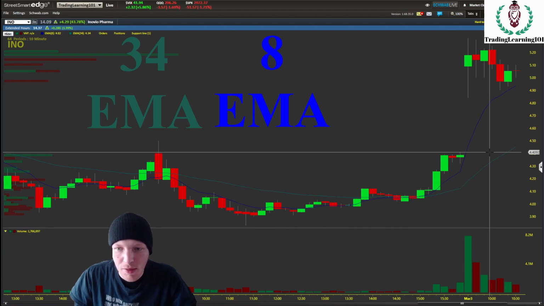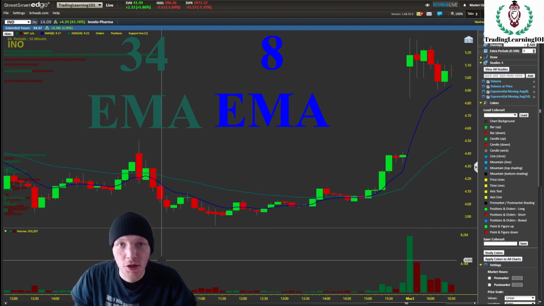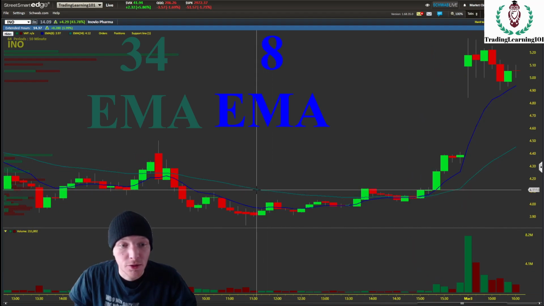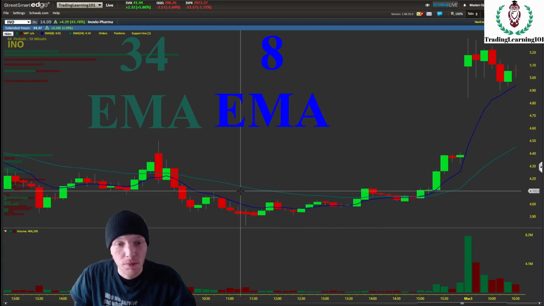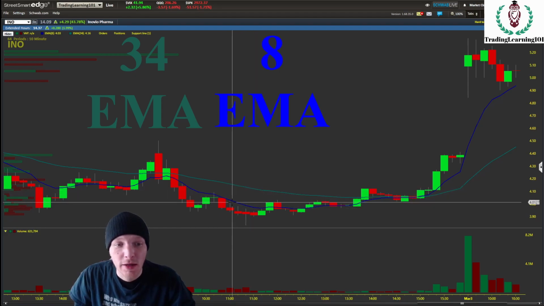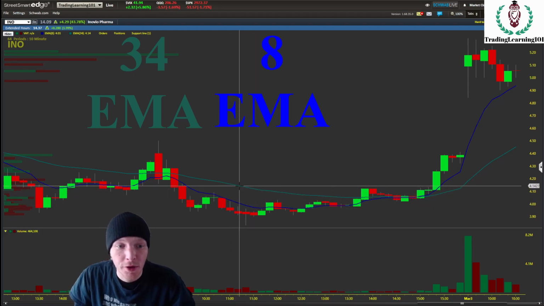Teal blue, let me make these a little bit thicker for you guys. Hopefully you guys can see that. So this dark blue line is the 8 EMA. The teal greenish blue looking line is the 34 EMA. You could see the 8 EMA is currently below the 34 EMA.